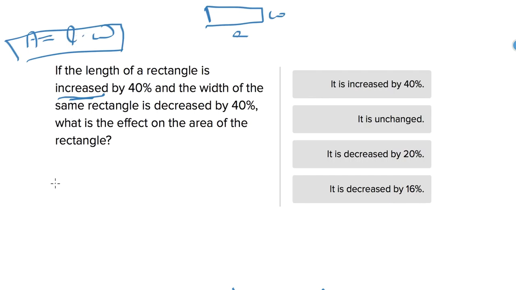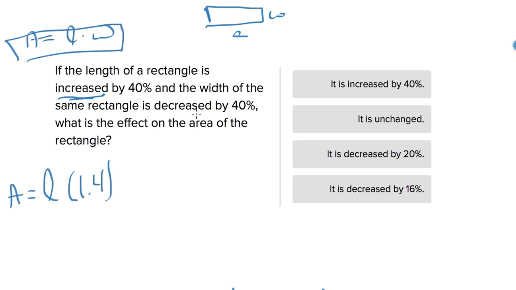So L is now going to be greater by 40%. So 100% of L is now going to be 140% of L. So basically we're going to be multiplying L not times 1, which should just give you 100%, but times 1.4, which is going to give you 140% of L. So that A is going to equal 1.4L, or L times 1.4, times W.